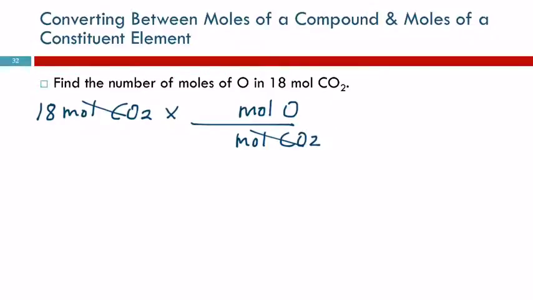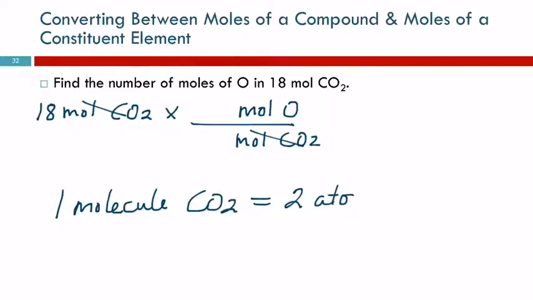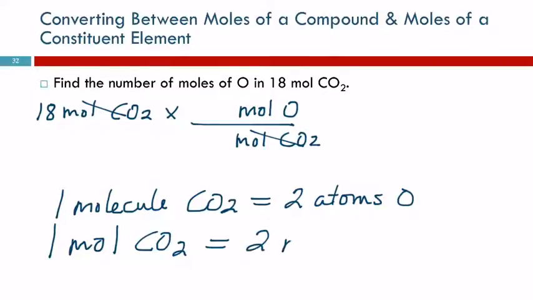From the formula. I look at the formula and I say you could do it in molecules if you want. 1 molecule of CO2 contains 2 atoms of oxygen. And we can also say that 1 mole, remember, is not an abbreviation for molecule, even if I think it should be. 1 mole of CO2 is equal to 2 moles of oxygen. So then here, I've got 2 moles of oxygen for every 1 mole of CO2.